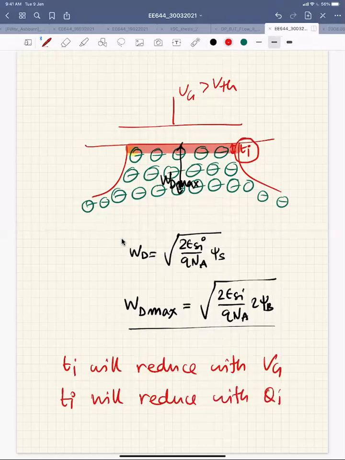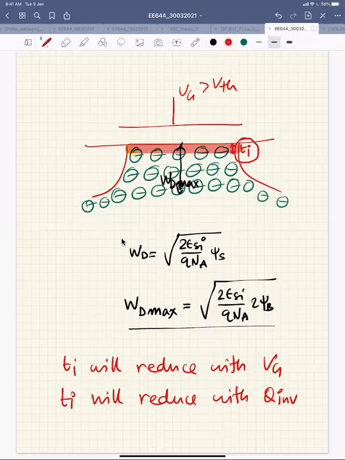If you increase Q inversion, that means you are increasing gate voltage, and you are increasing the electric field. That means your electrons are moving closer and closer to the surface, and they are becoming compact. So basically, a lot of electric field, and all the electrons are pulled to the top. So your inversion layer thickness reduces with an increase in gate voltage.